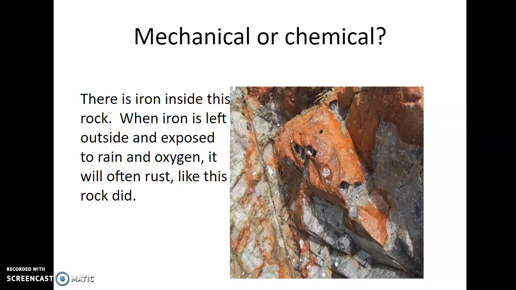All right, there is iron inside this rock. When iron is left outside and exposed to rain and oxygen, it will often rust like this rock did. Mechanical or chemical? This is chemical weathering. So what happens is the iron is changing the composition of the rock.